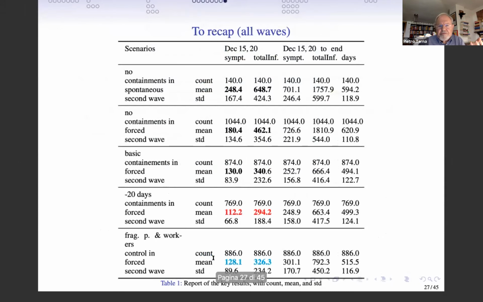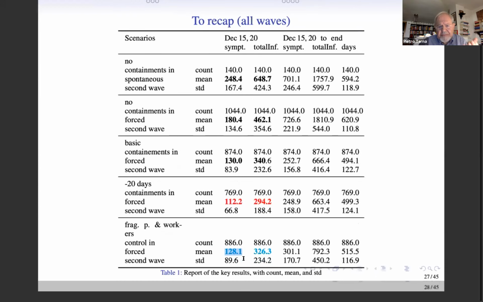Let's resume with this recap: the cases without containment measures, the containment measures, anticipating the decision thanks to the use of wiser data on RT updated, and the choice of applying the control upon fragile people and not to the rural population. This is very interesting before the introduction of vaccinations.